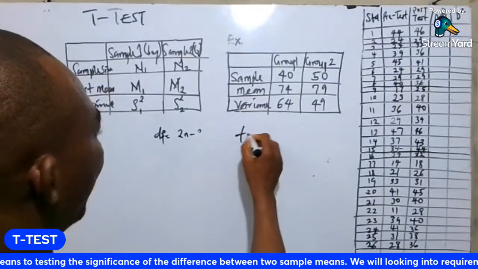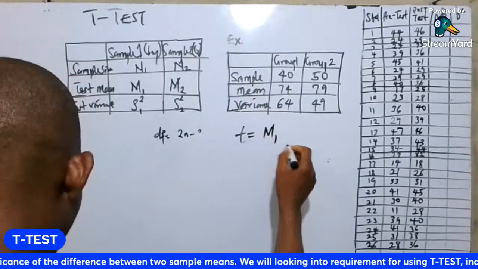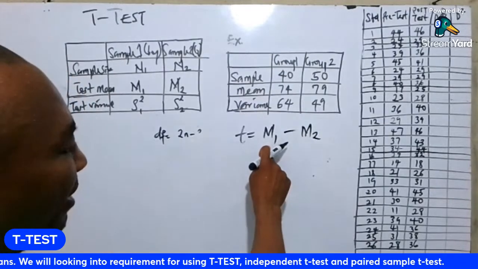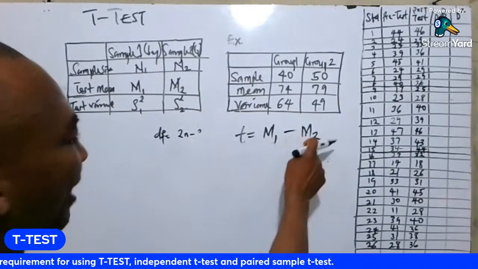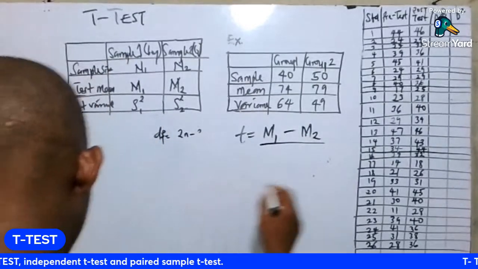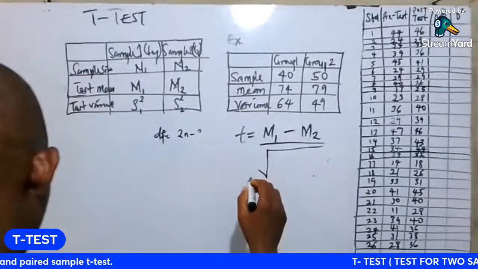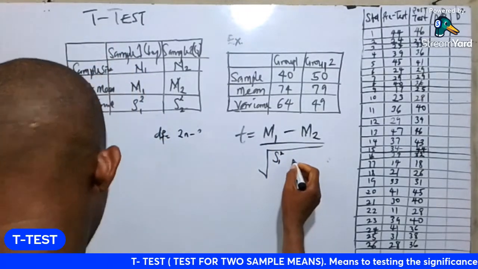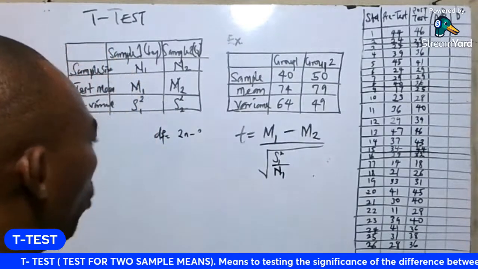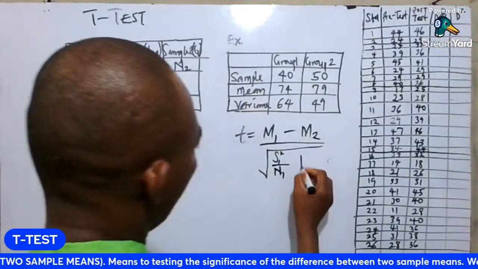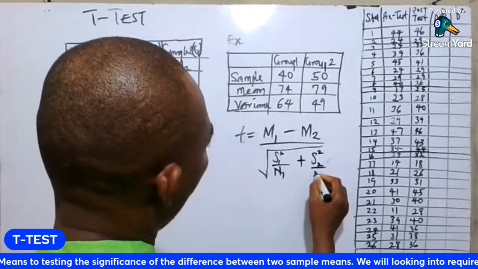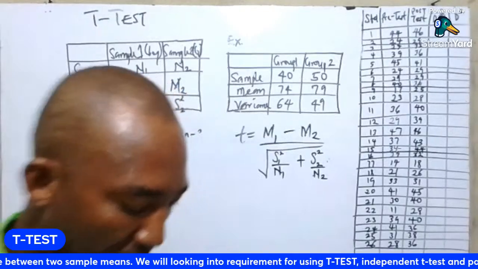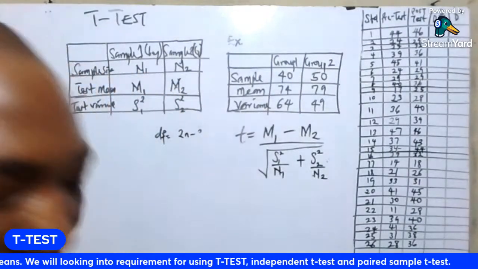So the formula to use is that the t-test will be equal to your M1 minus M2. M1 simply means the mean of the first group and M2 the mean of the second group. Everything, you put them all together, square root, that is the variance of the first group over the sample size of the first group. Can we see that now? Then plus the variance of the second group over the sample size of the second group. That's the formula to use if it is less than 30. So that is when it is lesser than 30.